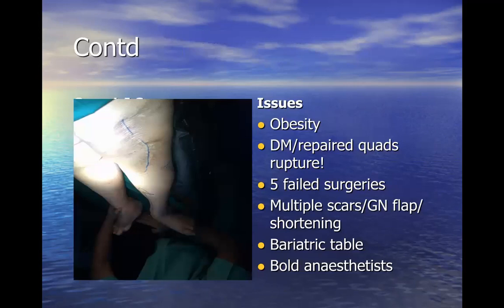I think the quadriceps had ruptured in one of the operations, and he had repaired it. And there were 5 failed surgeries, and multiple scars, as you know, which are marked there. And I think in the last surgery, the surgeon was not able to close the wound. So I asked his plastic surgical colleague, who had come and done a gastrocnemius flap. So I knew only one flap was left if I got into trouble. And the shortening of 1 inch, you can see I'm demonstrating that. And she needed a bariatric table and a good anesthetist to take it on.